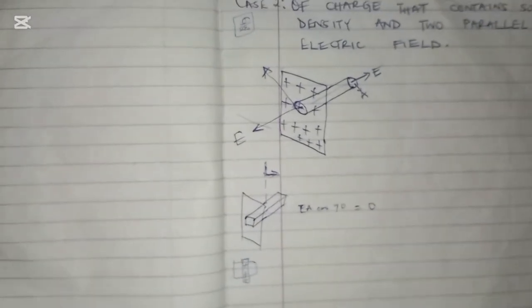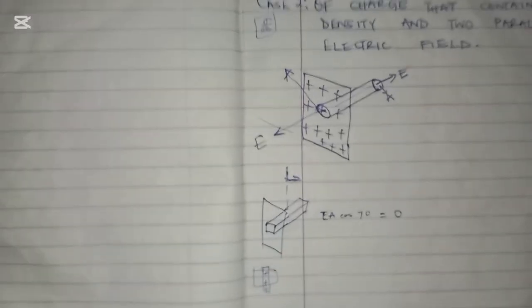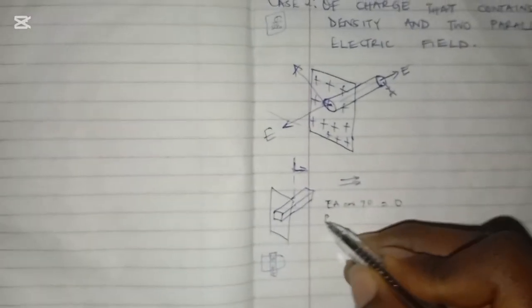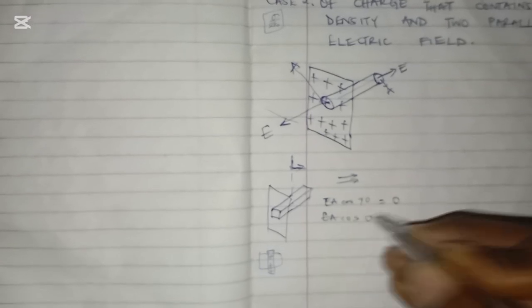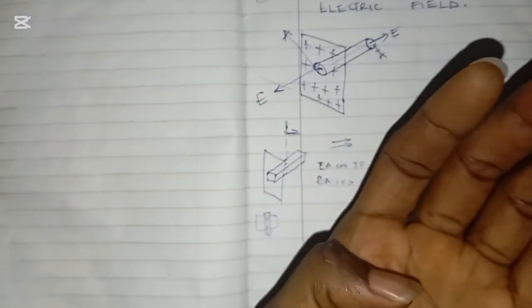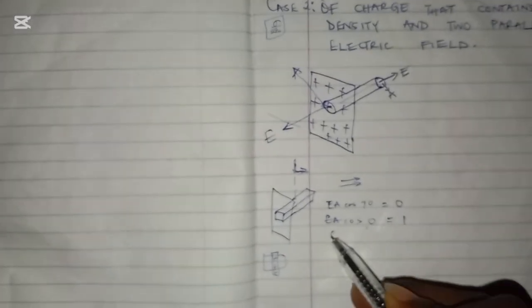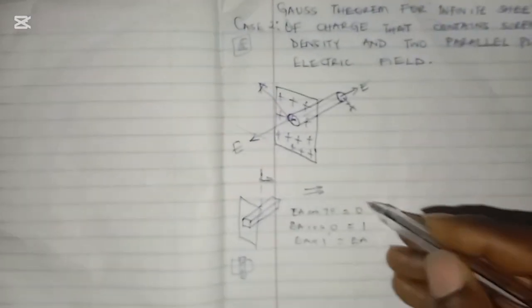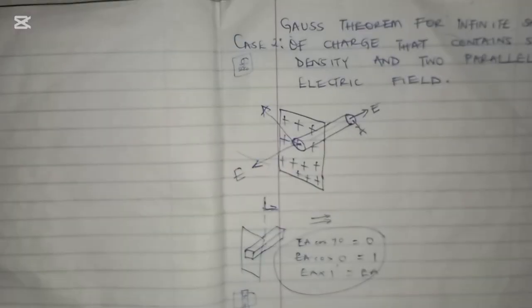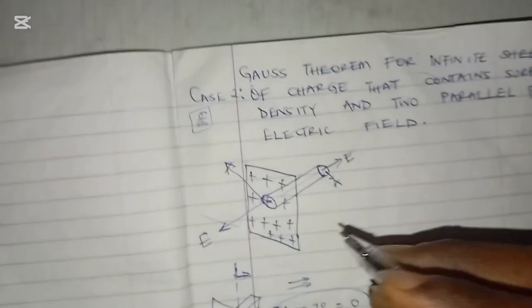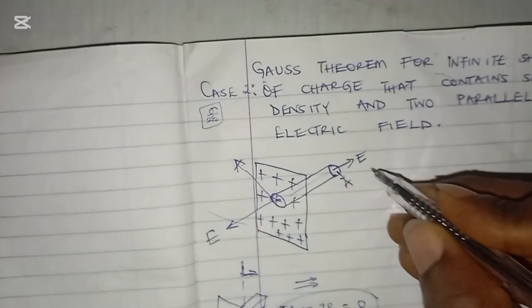Why? When it's moving parallel, parallel means in the same direction, 0 axis. So EA cos 0. Cos 0 is equal to 1. So if this is 1, this will be EA times 1, which is equal to EA. So this is not really where I'm going to today.